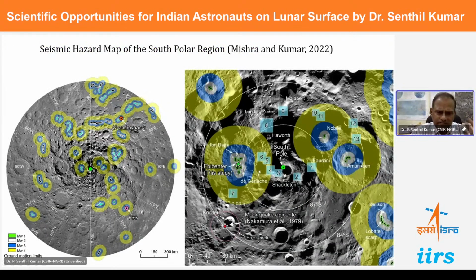Seismic hazard is also very important. If you want to go and stay on the moon for a long time, our installations should not be affected by moonquakes. So we have to make a seismic hazard map. Now we have a preliminary seismic hazard map prepared by our group for the South Polar region.